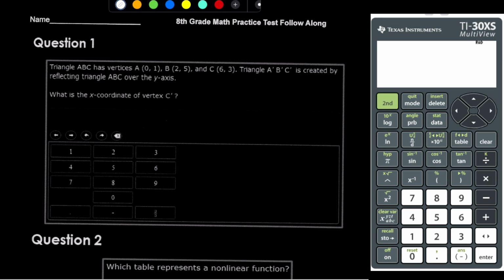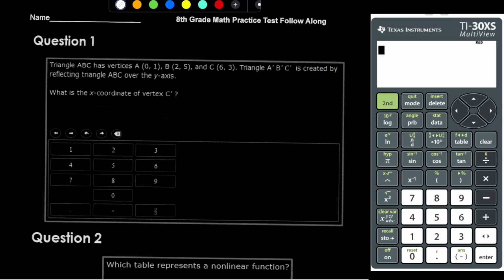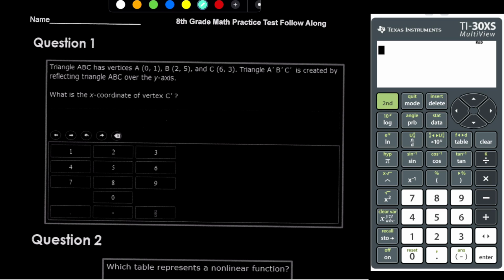Question one: Triangle ABC has vertices A (0, 1), B (2, 5), and C (6, 3). Triangle A prime, B prime, and C prime is created by reflecting triangle ABC over the y-axis. And it says, what is the x-coordinate of vertex C prime? Okay, so this just wants you to reflect one point over the y-axis. So when we talk about reflections, reflections are a flip.